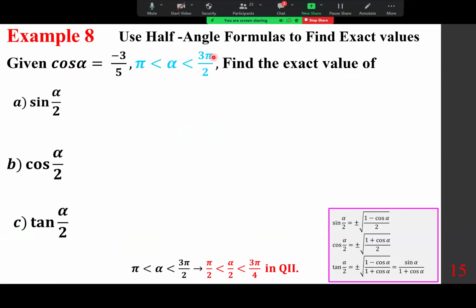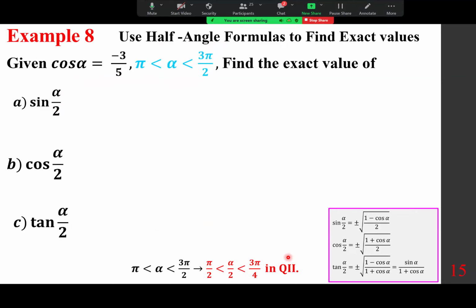So the very first thing, you have to figure out, this is the given. You want half of alpha, therefore divide this one by 2, pi over 2, this one by 2, alpha over 2, this one by 2, 3 pi over 4. You know, when you divide a fraction by a number, you multiply that number by its denominator. And alpha over 2 is between these two numbers. That puts us in the second quadrant.